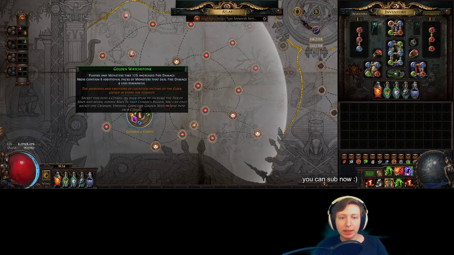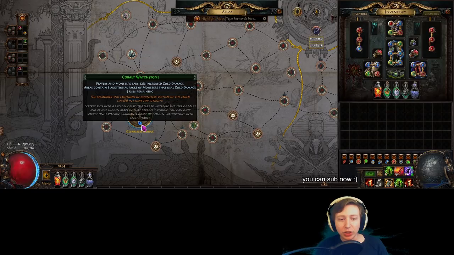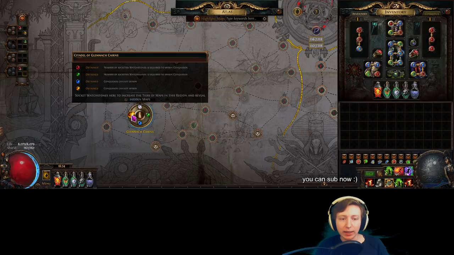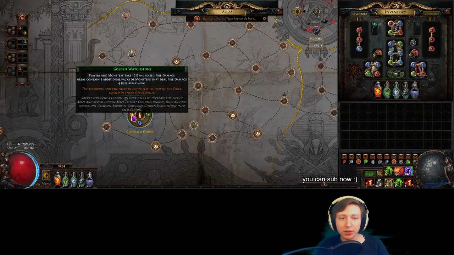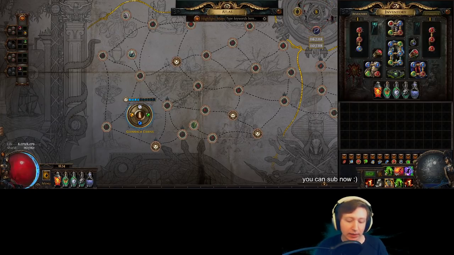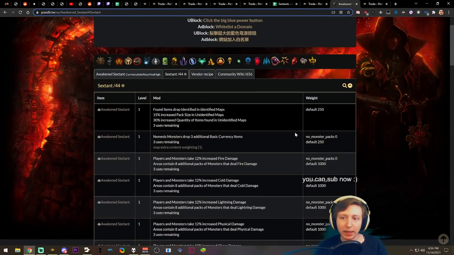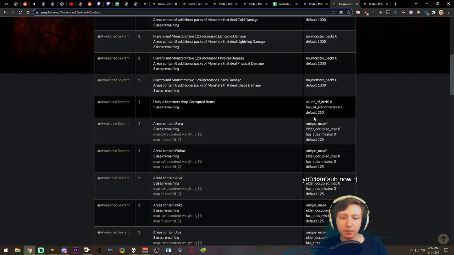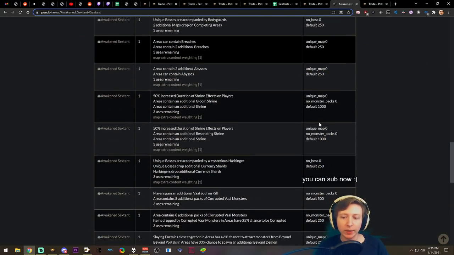And how you set this up is you grab your watchstones, and I like to have three that are in the same region, and I just put them right up here. You put on these watchstones, players and monsters take increased whatever it is, and then areas contain 8 additional packs. You do this because when you go to the Path of Exile database website that has data mined all the weightings and whatnot, you see it has a default weighting of 1,000, and that means it's very likely to hit that. And the gist of this is, we're going for the 250 or even the 100 weighting, right?